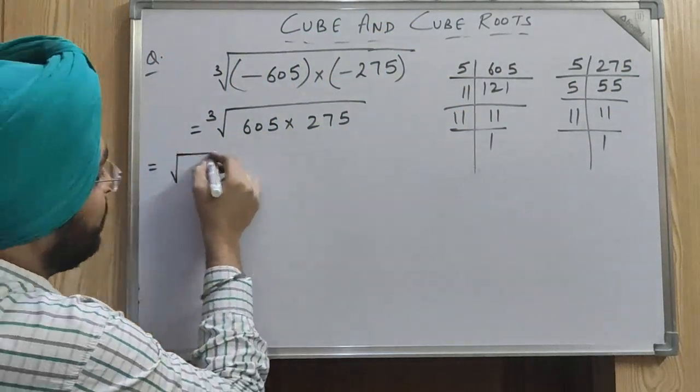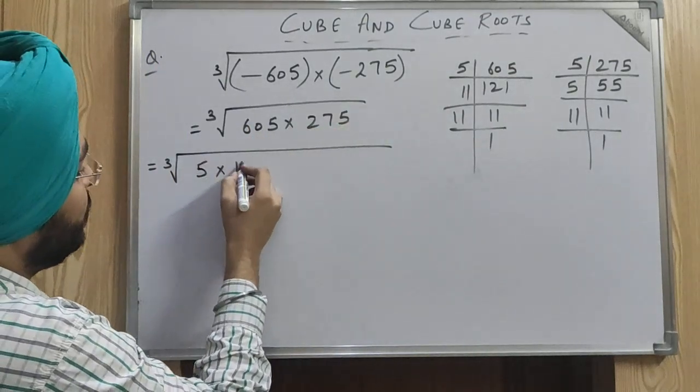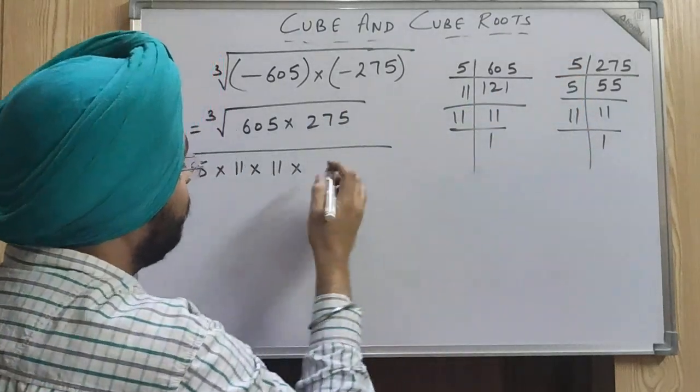So how can you write it here? This one is cube root only. 605 can be written as 5 into 11 into 11. What about this 275? 5 into 5 into 11.